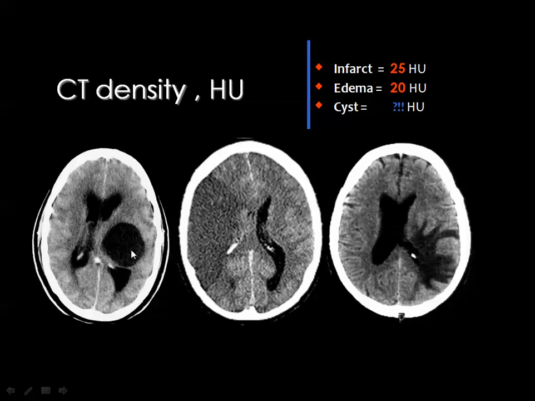appear hypodense like this one, depending on the contents of the cyst, whether it is an arachnoid cyst, epidermoid cyst or hydatid cyst, for example. All these have different attenuation values, but they appear black compared to the normal brain parenchyma.